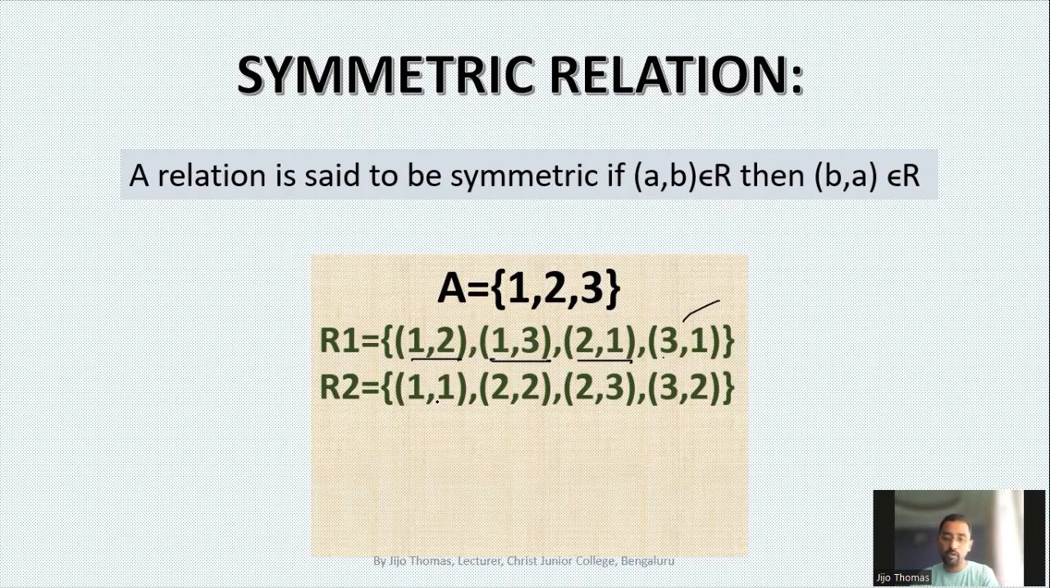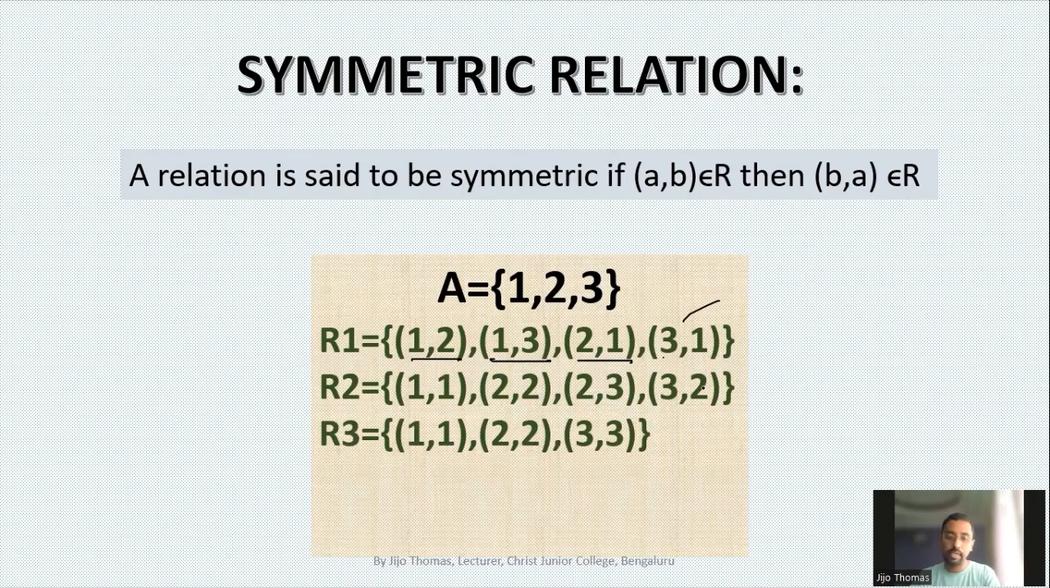Similarly, the second one, (1, 1). The reverse is (1, 1), which is already there. We don't repeat elements in a set. (2, 2), again (2, 2), (2, 3), (3, 2), (3, 2), (2, 3). For every element, the reverse (B, A) is there in the relation R2 also. So that is also a symmetric relation. Similarly, R3 is going to be symmetric. (1, 1), (2, 2), (3, 3). Reverse it, you'll get the same set.